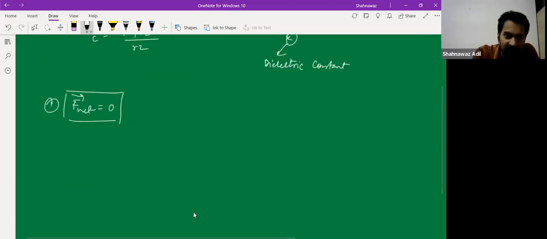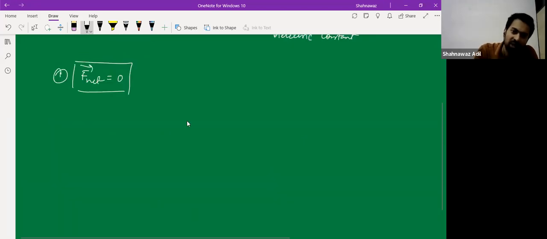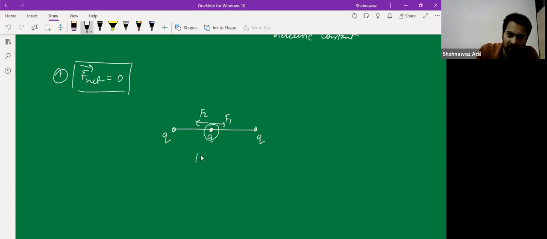There are two kinds of equilibrium. One equilibrium is that, let's say these are two charges, right? And you place some other charge in between them, so that the force acting from this side is, let's say, F1, and the force repelling this charge in this direction is F2. So at this point, F net is zero, right? Then this charge will be in equilibrium. So this is the equilibrium of one point.